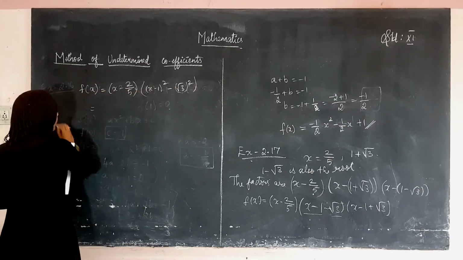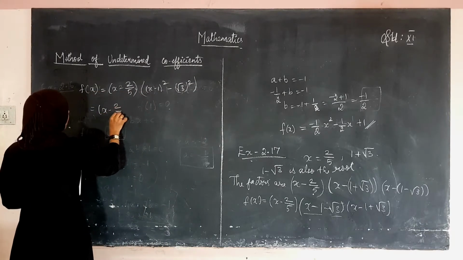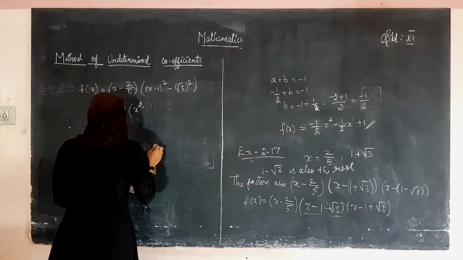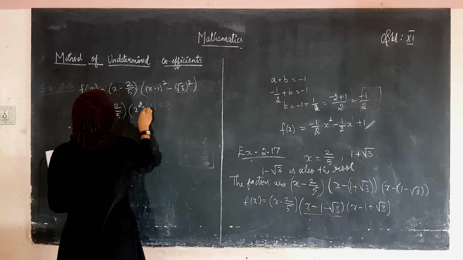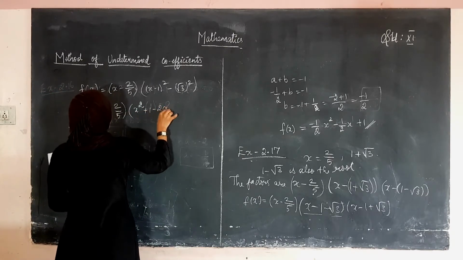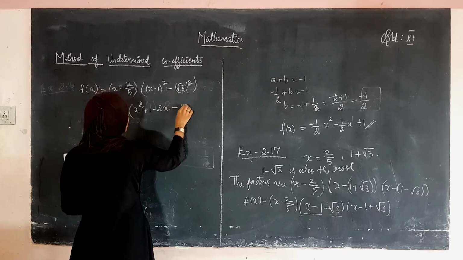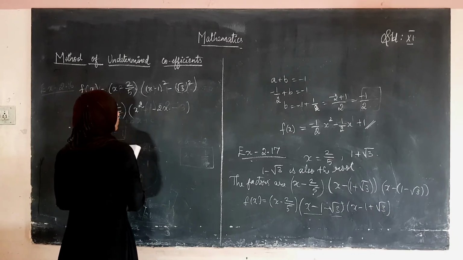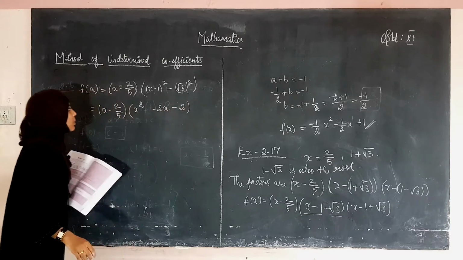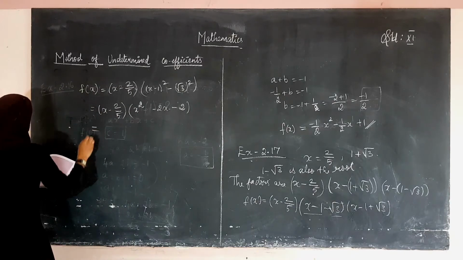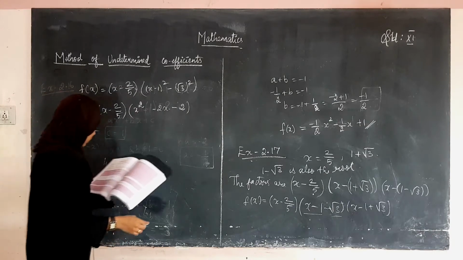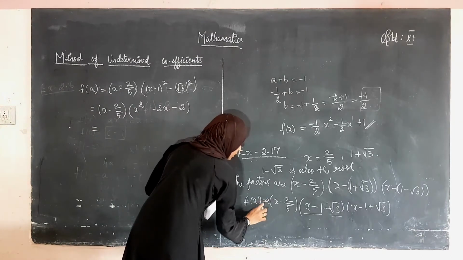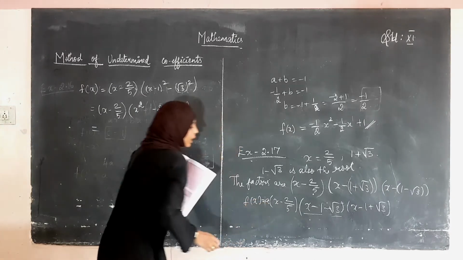Which is equal to x minus 2 divided by 5 into x minus 1 the whole square, which is x squared plus 1 minus 2x, minus root 3 the whole square which is 3. See here, minus 3 plus 1 becomes minus 2. Now shall we multiply this? Before that, since it is a polynomial equation, there should be a constant coefficient that should be multiplied with the required equation.